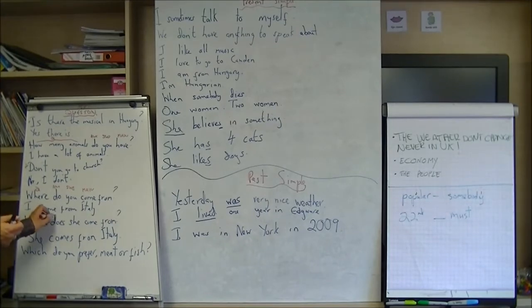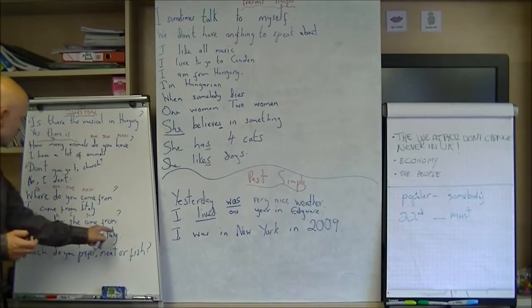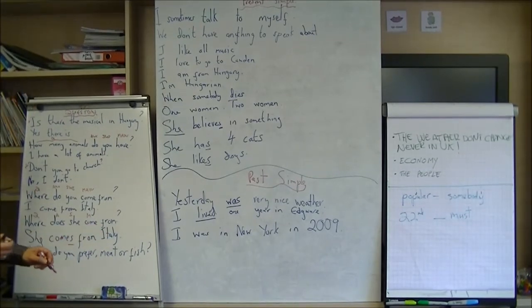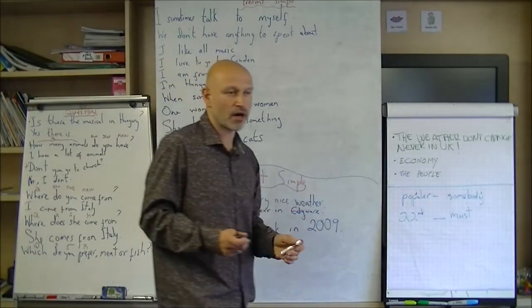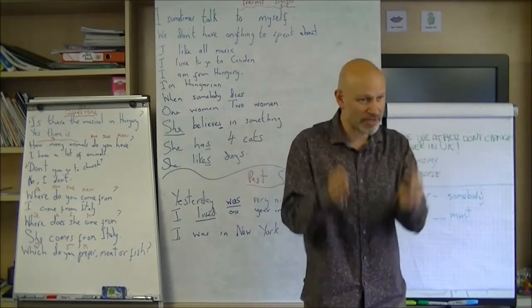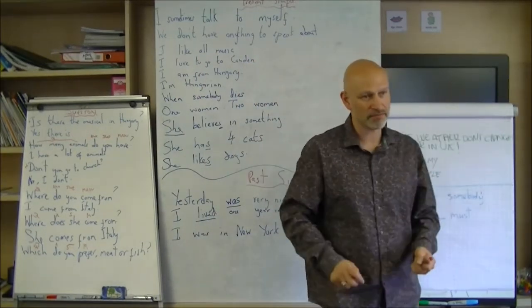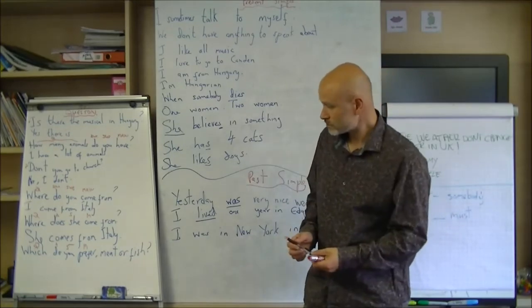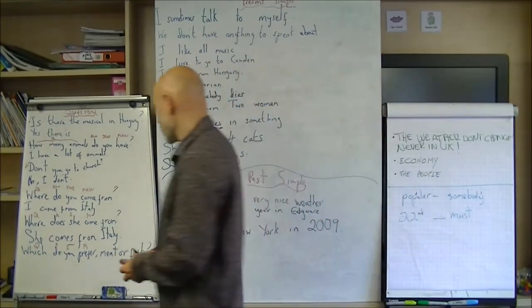Where does she come from? So, question word, auxiliary verb, subject, main verb. Where does she come from? She comes from Italy. Remember the third person. And finally, which do you prefer? Meat or fish? Question word, auxiliary verb, subject, main verb. There is a method to asking questions in present simple and the past simple.